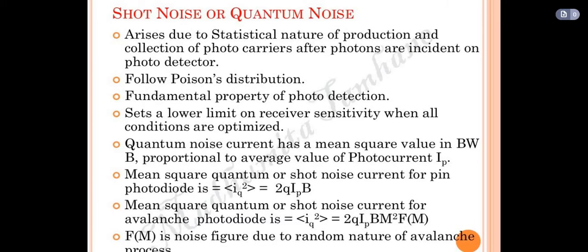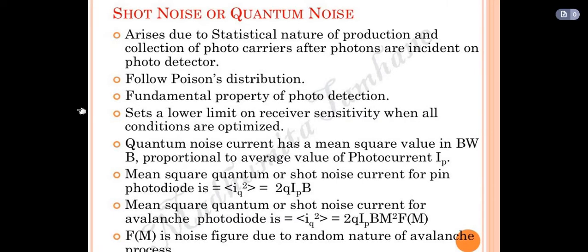Next, what we need to see is its functionality. How are we going to get the shot noise or quantum noise? In order to achieve this, it arises based upon the statistical nature of production, meaning how the current is generated. Based on that, we are going to find its shot noise.